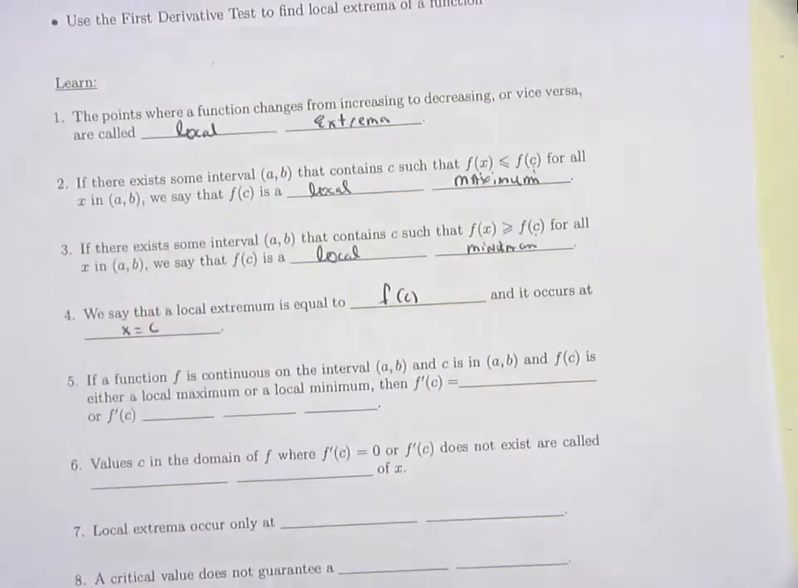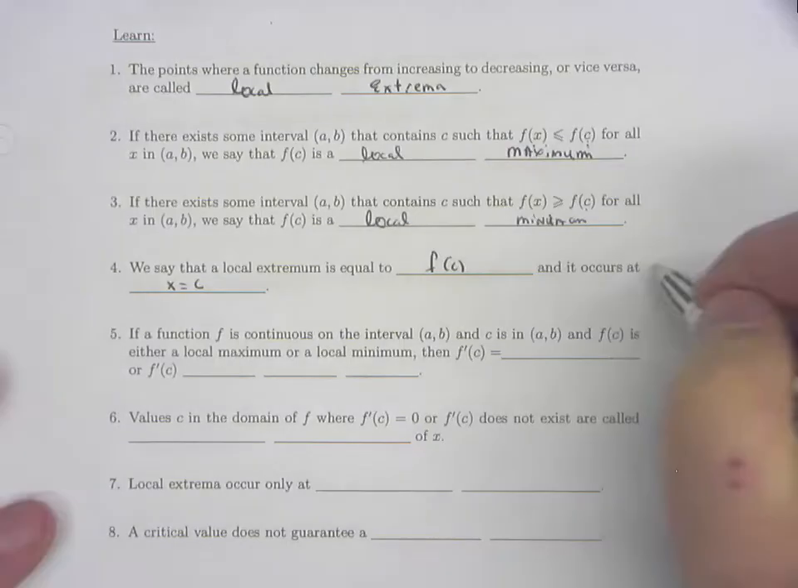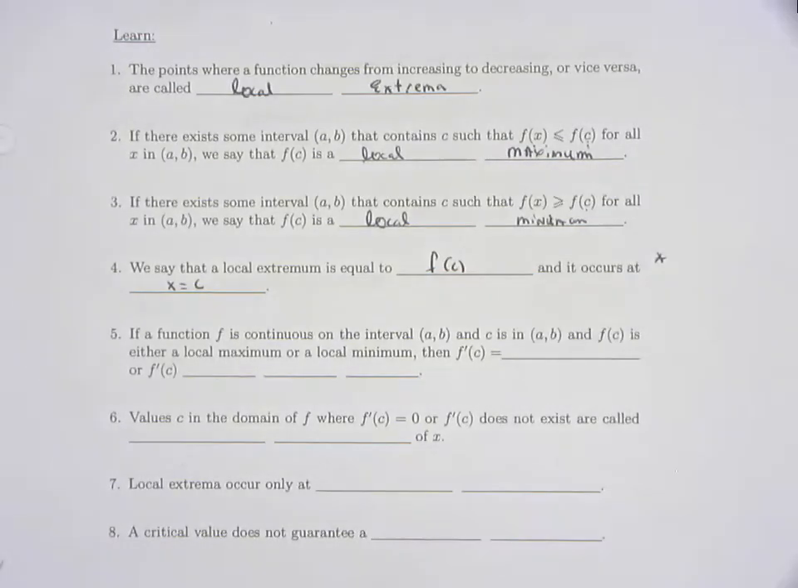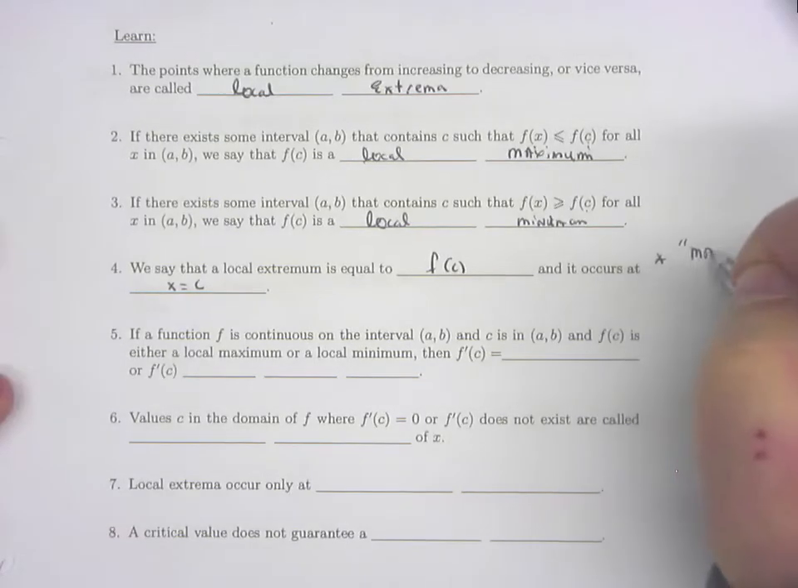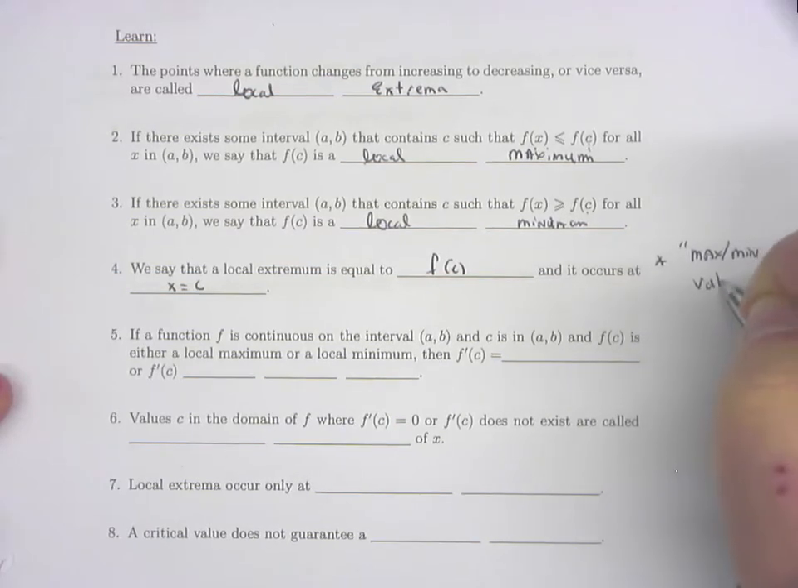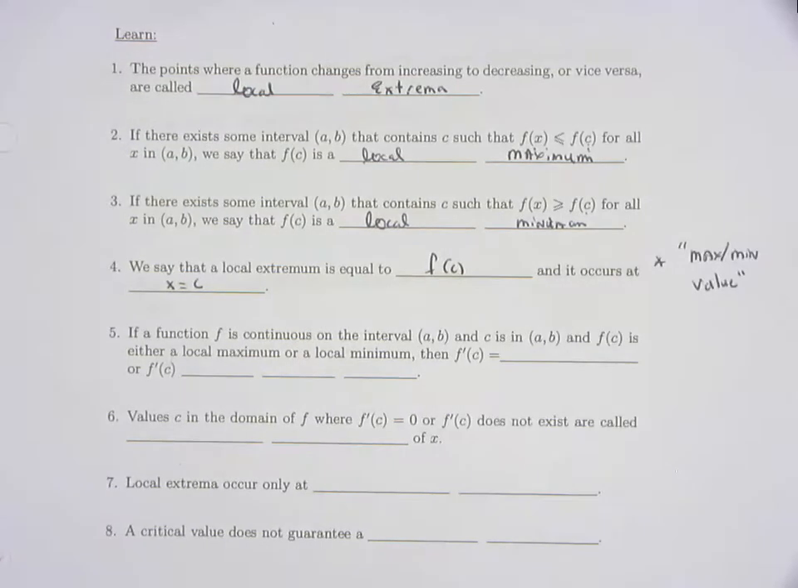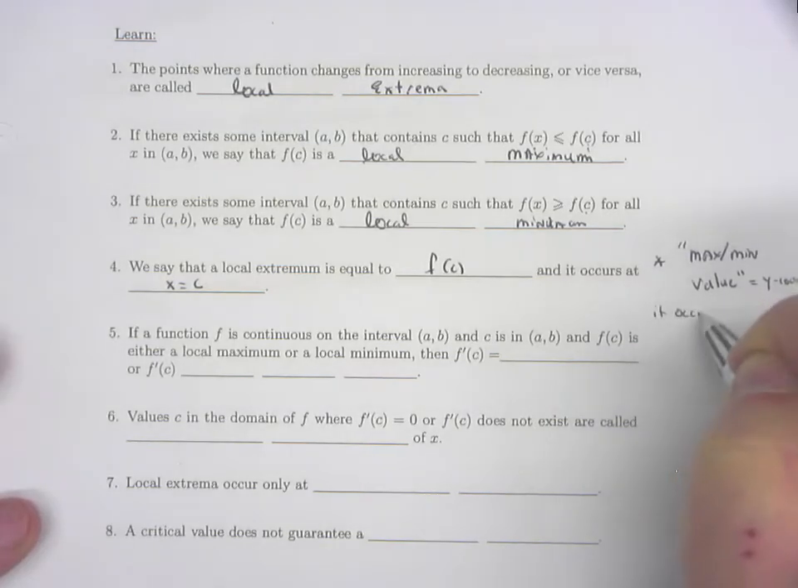Now let me explain. This is terminology. All right. So in this particular spot right here, they're going to ask you some word problems. When they ask you for the, quote, maximum value, max or min value, you hear the word value. That's the y coordinate, because you're going to have a max min point. You're going to have an x coordinate and you're going to have a y coordinate. The max min value is the y coordinate. It occurs at is the x coordinate.